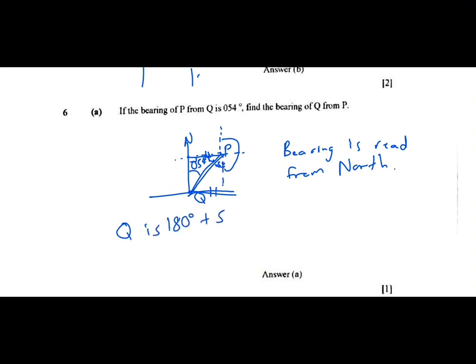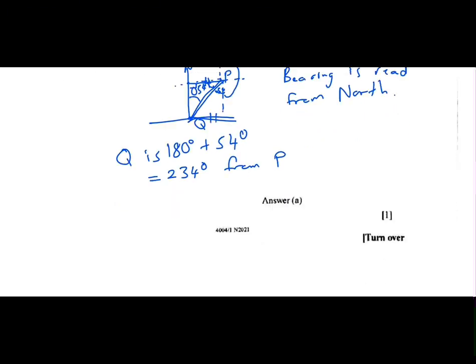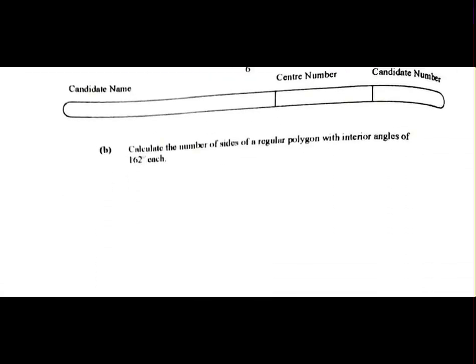So the bearing of Q can be equal to 180 plus 54, which would give us 234 degrees. So the bearing of Q from P is 234 degrees. Part B, moving on to part B, it reads, calculate the number of sides of a regular polygon with interior angles of 162 degrees each.